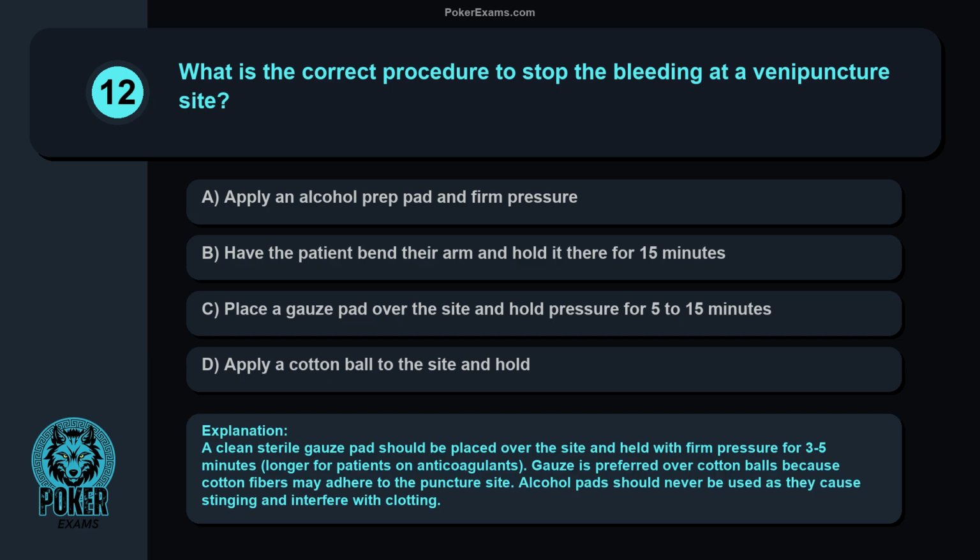A clean sterile gauze pad should be placed over the site and held with firm pressure for 3 to 5 minutes, longer for patients on anticoagulants. Gauze is preferred over cotton balls because cotton fibers may adhere to the puncture site. Alcohol pads should never be used as they cause stinging and interfere with clotting.